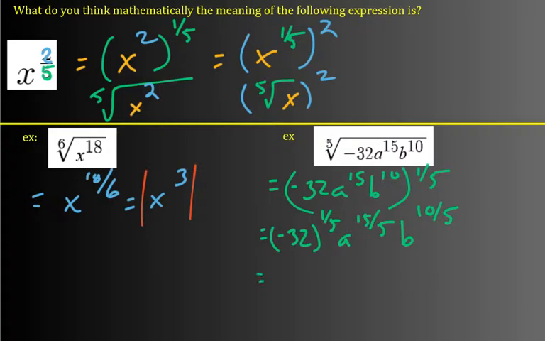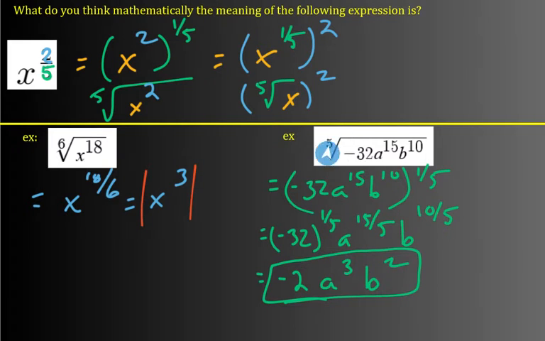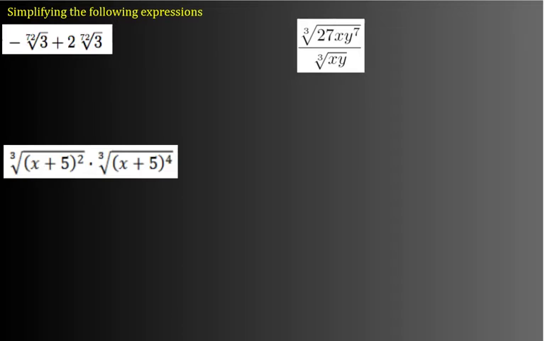And then you can simplify all of these pretty nicely. This is negative 2, this is 3, and this is 2, right? And you don't need to worry about absolute value. Odd root, no need to do it, okay? Only even roots do you need to worry about absolute value. So I just got a few more. I think these are the last examples I want to do, and just more simplifying problems.